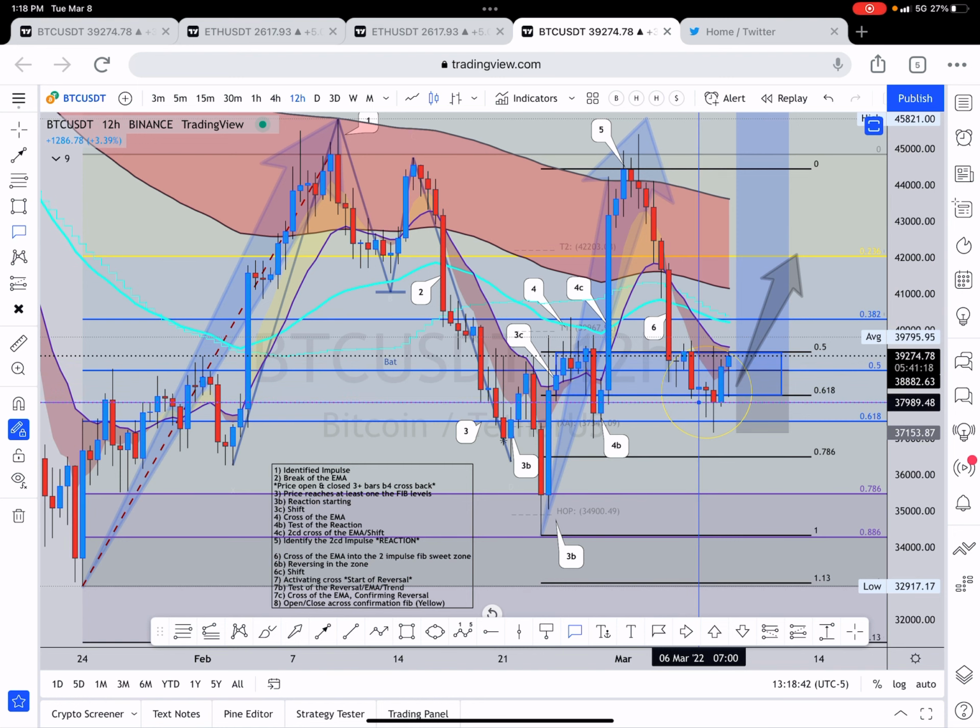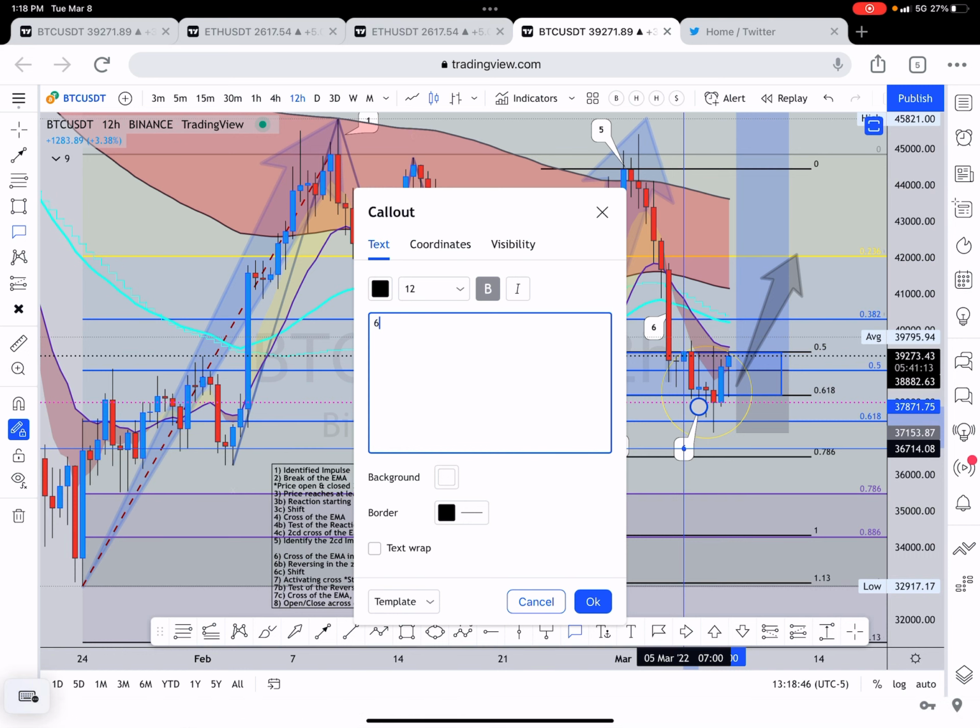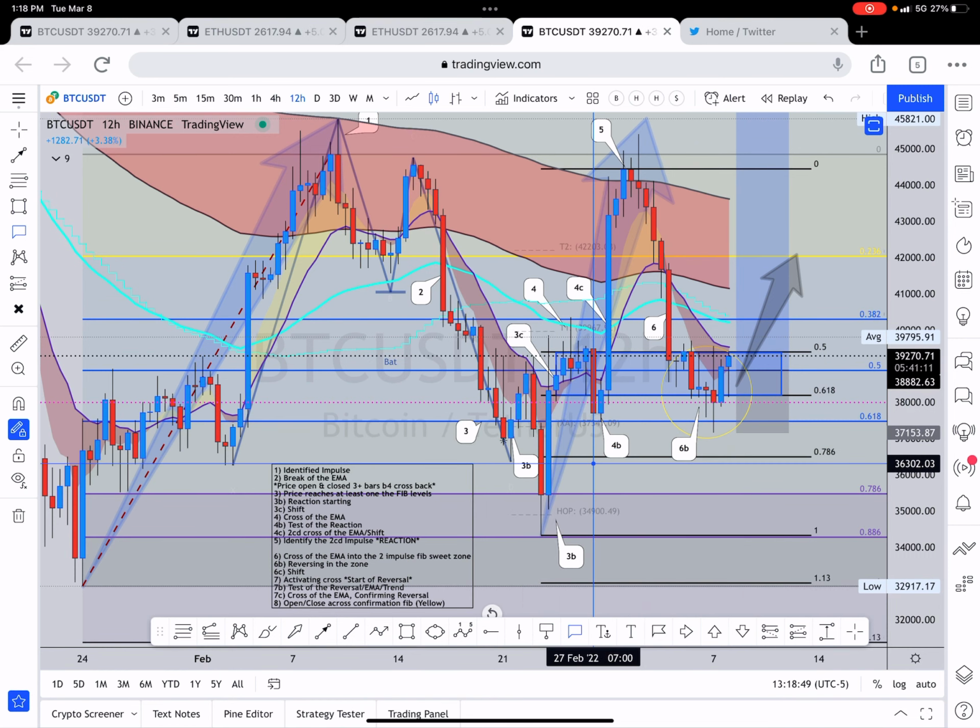Is it reversing in the zone? Yes, it is reversing in the zone. 6B. The specific zone I'm looking at is now, if you look from here, that low to this high, on the closure of the candle is where I have the black Fibonacci. This is our second fib. Looking for the retracement right here in this specific 618 to 50%.